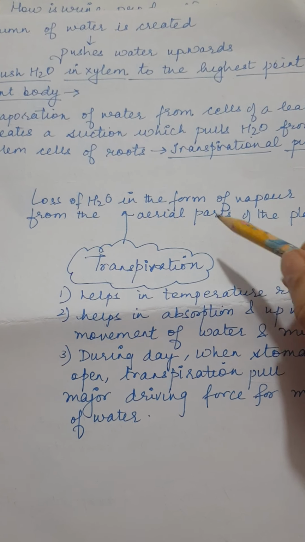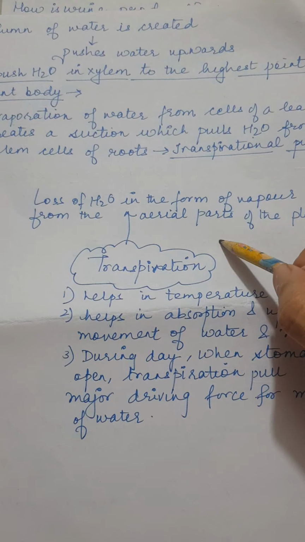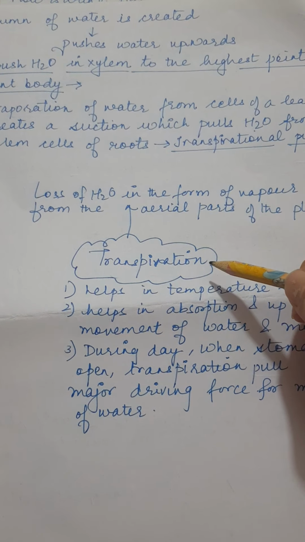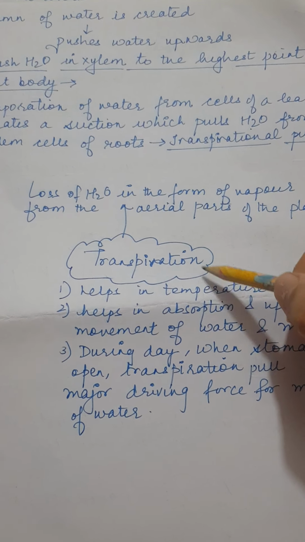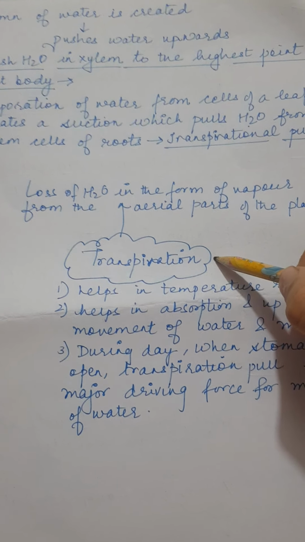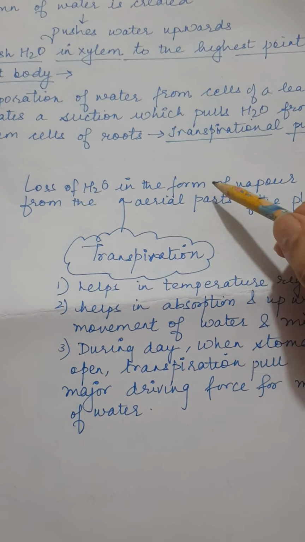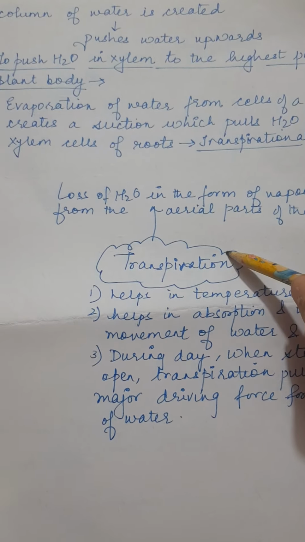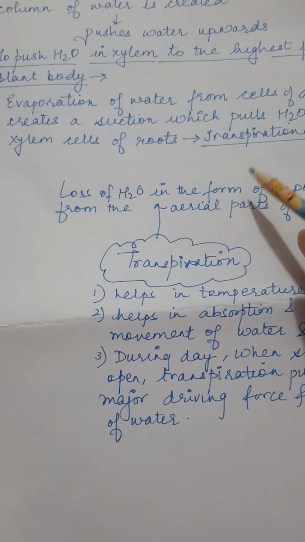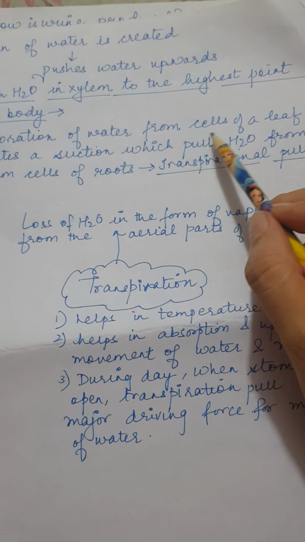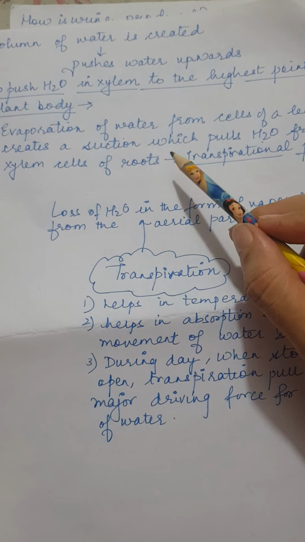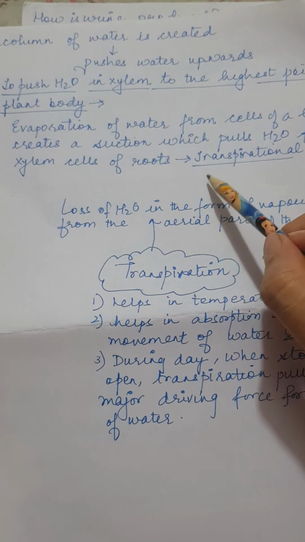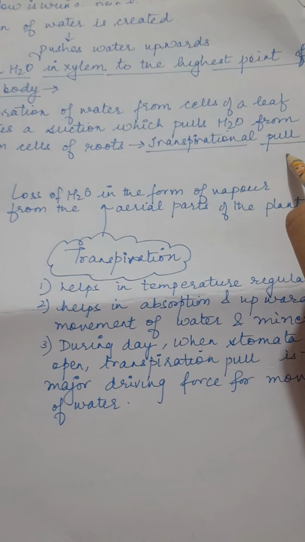So what will happen? The water concentration in leaves will become low, as compared to the roots. So naturally, automatically, simultaneously and spontaneously, the water will move through this pull or push which is created due to loss of water, from a region of high concentration to a region of low concentration. Evaporation of water from cells of the leaf creates a suction which pulls the water from the xylem cells of roots, called transpirational pull.